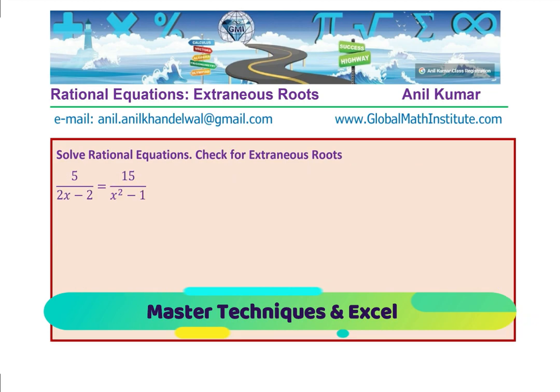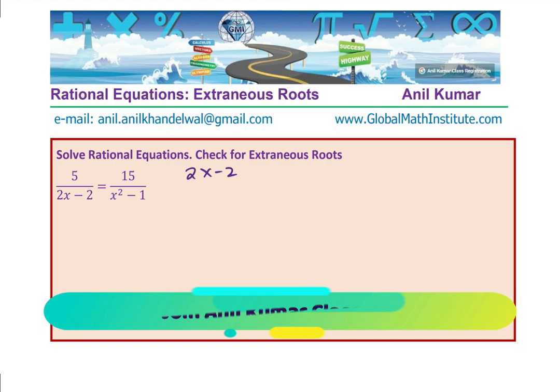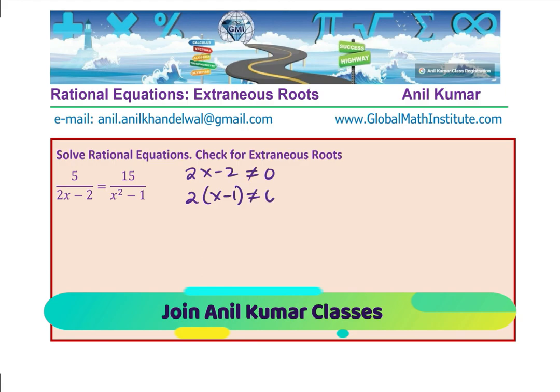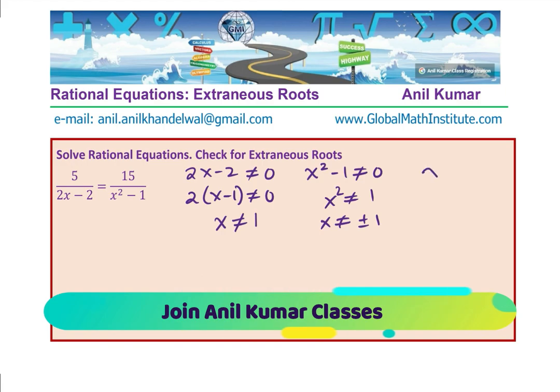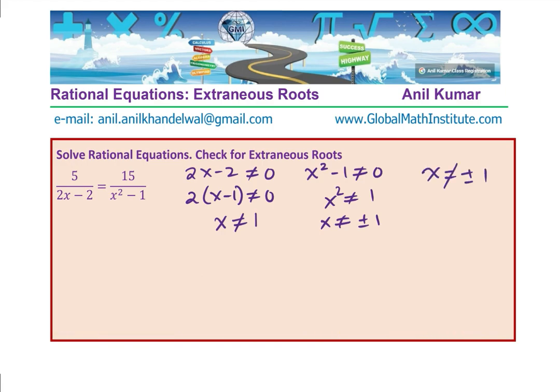Here is the last question for us. We have 5 over 2x minus 2 equals 15 over x squared minus 1. Now in this case, you can see the restrictions that 2x minus 2 should not be equal to 0. That means 2 common, x minus 1 not equal to 0. And that gives you x is not equal to 1, right? And the other one is x squared minus 1 not equal to 0, means x squared is not equal to 1. That means x is not equal to plus minus 1. And that means the restriction is that indeed x is not equal to plus minus 1, right? So these are the restrictions.